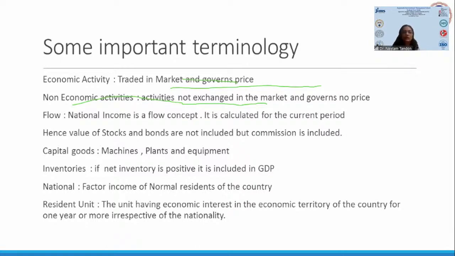Then capital goods. What are capital goods? Capital goods are machines and equipments, plants and others. Plants here means plants and equipments, machines and equipments which you go for establishing. We are not talking about those green plants. Okay, so these are capital goods.